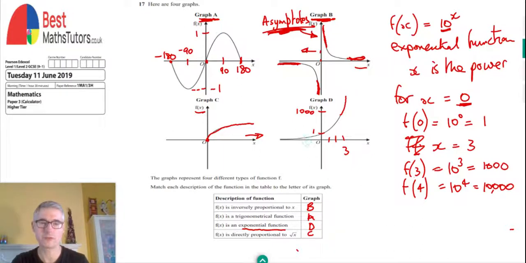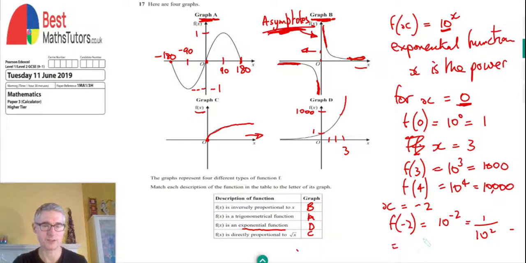Okay, if we look at values that are less than x is 0, so we'll look at x equals -2, then what we're looking at is f of -2, and that would be 10 to the -2. And using powers, we know that the minus means it's 1 over. So it's 1 over 10 to the power 2. And that's actually 1 over 100, which is 0.01. So we can see the graph starting to get very small.